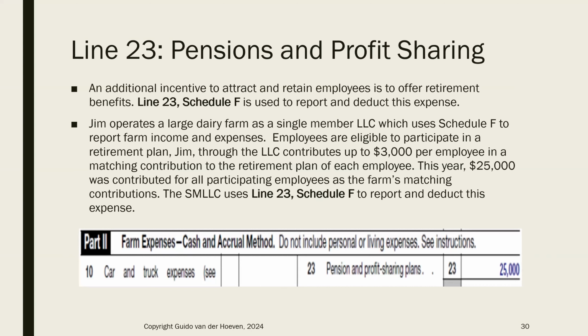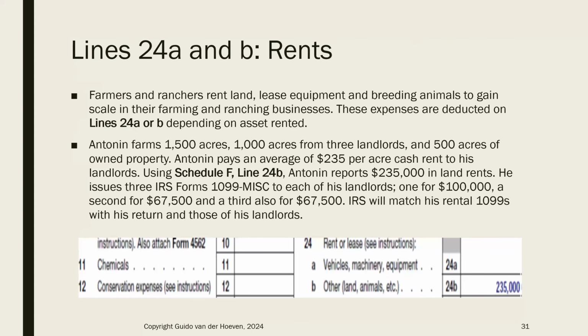Pensions and profit sharing, probably not very applicable to most of the folks on this call, but just because it's a line number, you just see you got $25,000 in this particular example contributing to their matching contribution in the retirement plan. And again, this would be looking at, hey, how do I compete to get good help? And I'll just leave it to that. I think it's relatively straightforward on that one. You just use line 23 for pension and profit sharing.